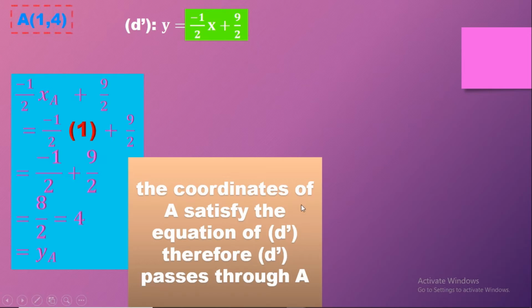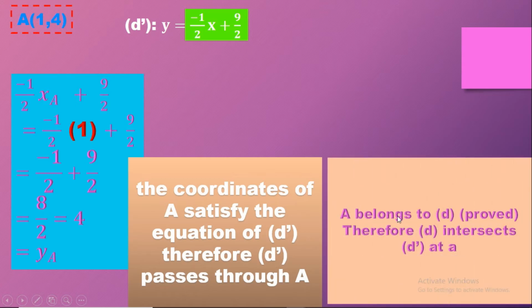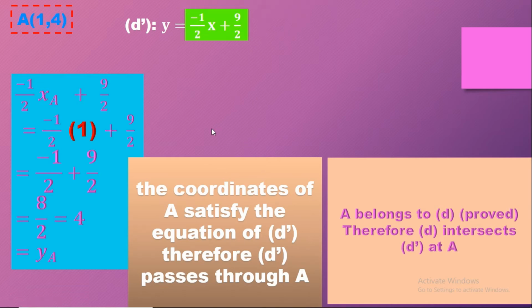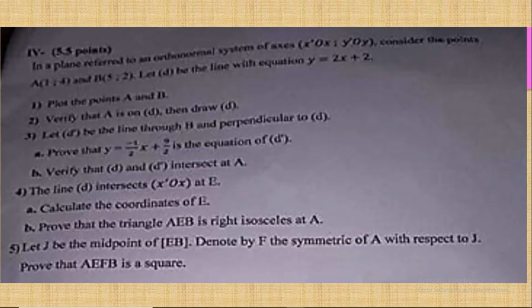But since D passes through A, then we can conclude that A is the point of intersection of D and D prime. Also, if we solve y equal y, we will get the coordinates of the point of intersection, the same as the coordinates of A. Both methods are correct. Now let's start the next part.